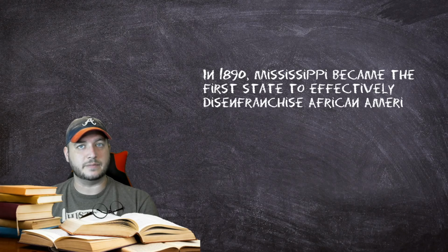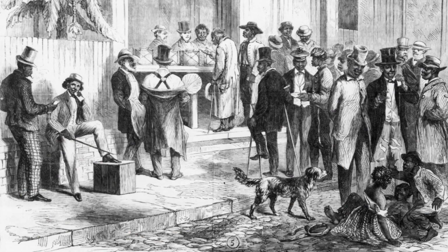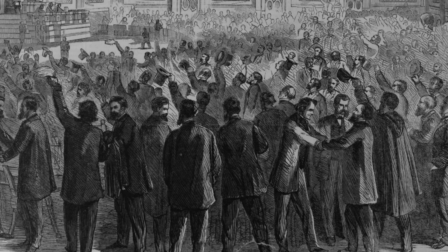In 1890, Mississippi became the first state to effectively disenfranchise African Americans using a literacy test and a poll tax. Other legal methods used in the South were the grandfather clause, meaning you cannot vote unless your grandfather did, and the white primary, which was a primary election open only to white voters.